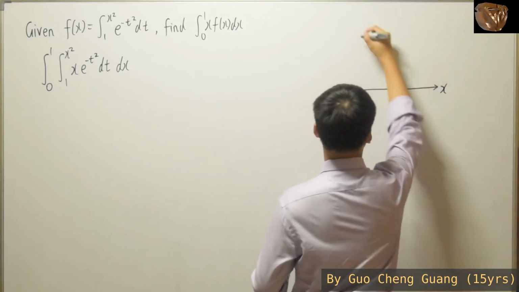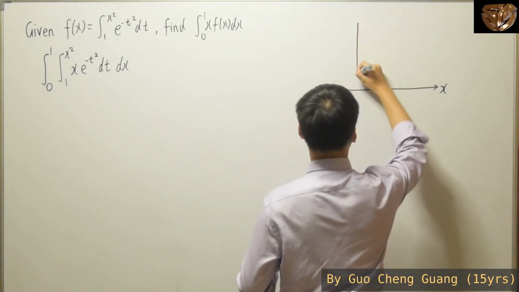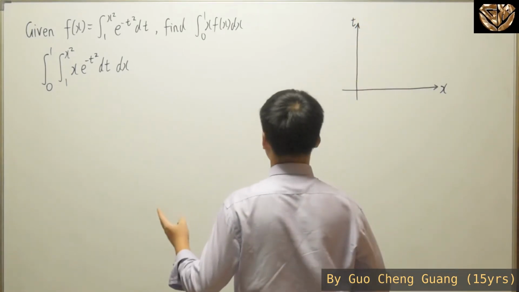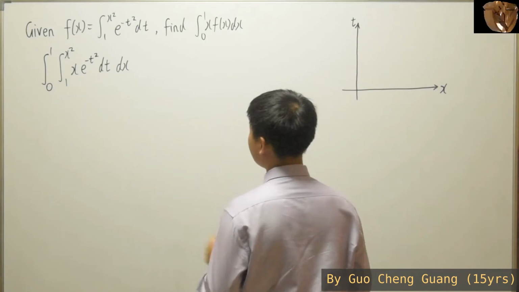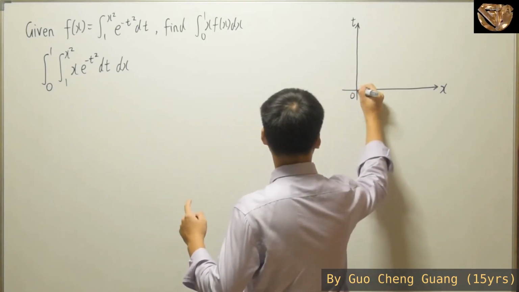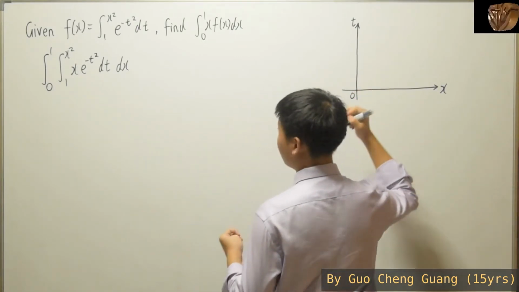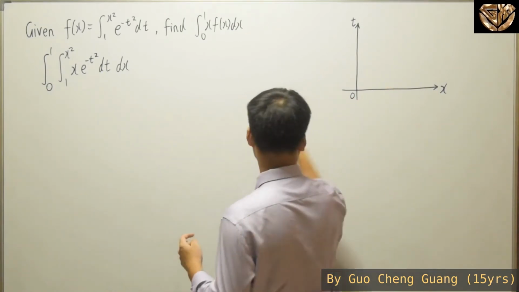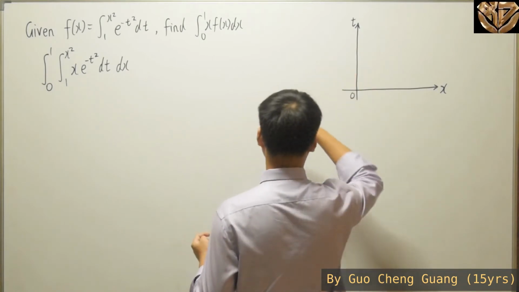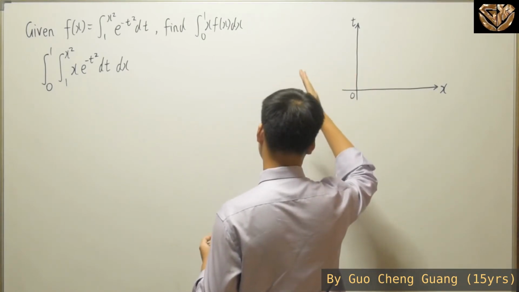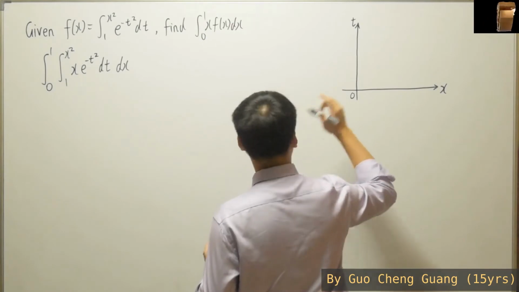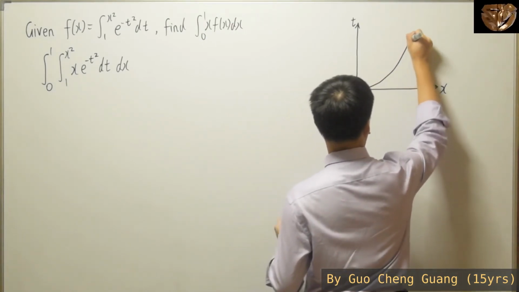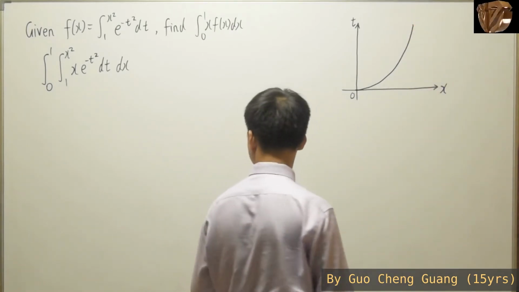So you have an x-axis and you have a t-axis instead of your normal y-axis. So you have t equal to x squared. We're only in the first quadrant since x is from 0 to 1, so we don't need to consider the other quadrants, the second and third. It will look something like this.